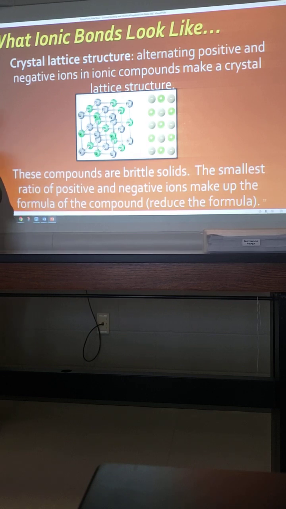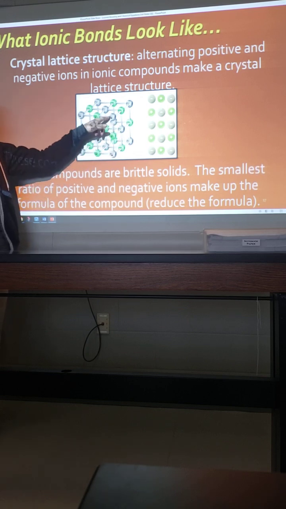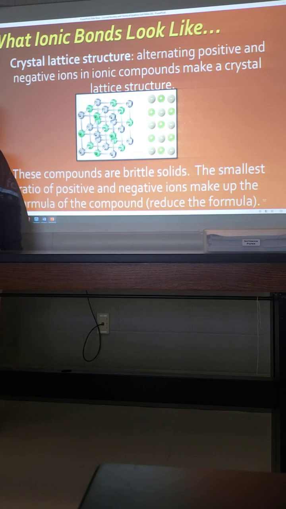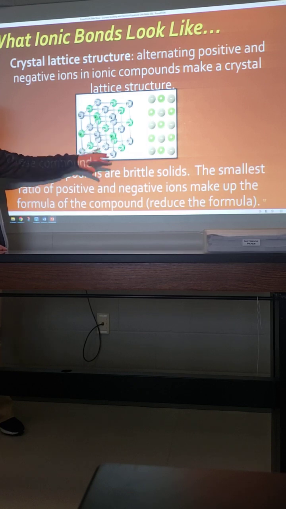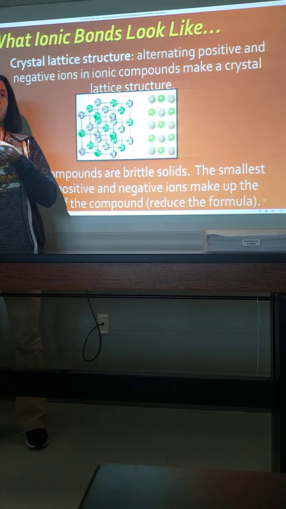If you think of a grain of salt, it's a tiny little cube, right? The reason is that the sodium and the chlorine actually do physically arrange just like this. It gives you a nice predictable arrangement. Most of the time these form brittle solids, just like a grain of salt again. And it's the smallest ratio of positive and negative ions that make up our formula. Basically, it's the reduced version. If this is sodium chloride, you could have 1,000,000 sodiums and 1,000,000 chlorine atoms, and they could combine.